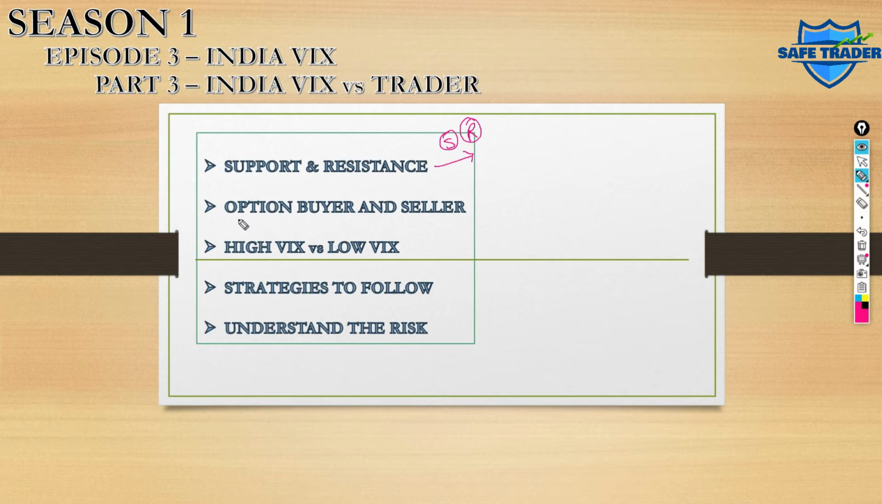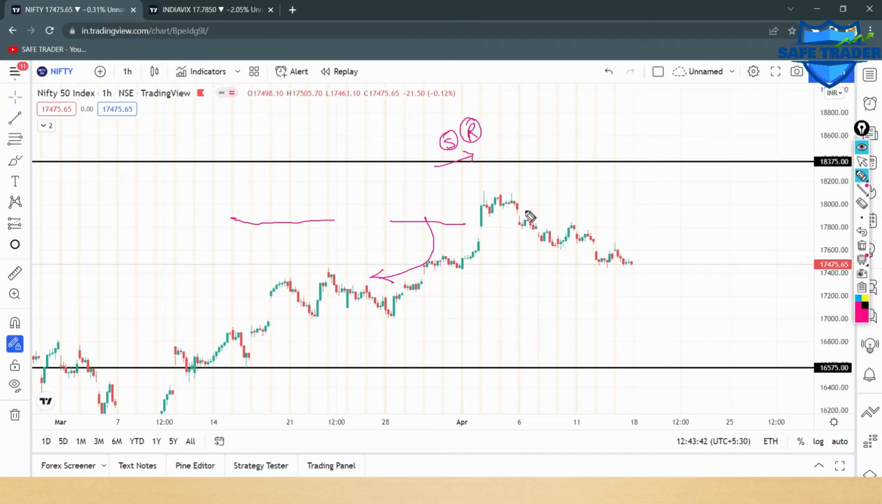Now, what an option buyer or an option seller can do is follow the strategies that he or she knows. If there is a resistance zone, let's get back to our Nifty chart here. Based on the setup, this is the resistance zone for us and this is the support zone at the bottom. Now, for an option buyer, there are two possibilities.